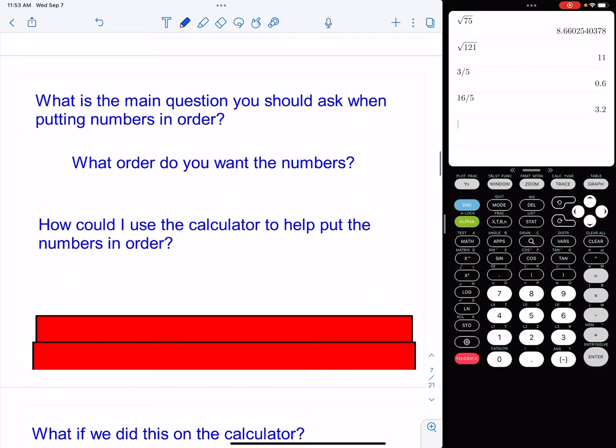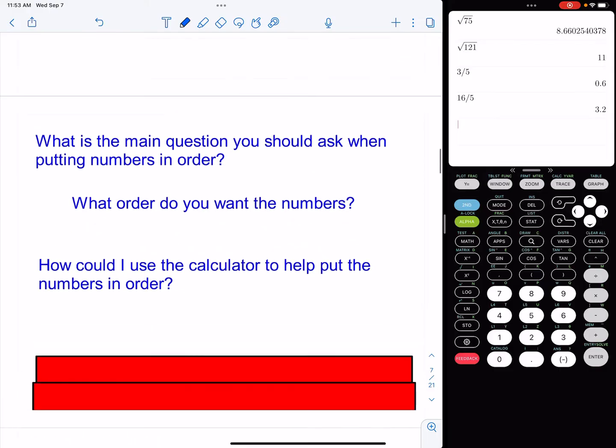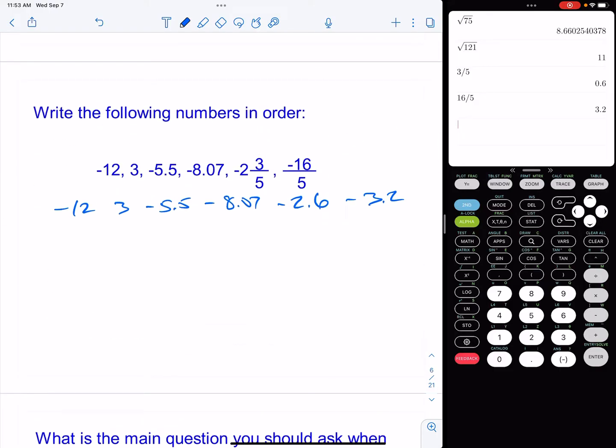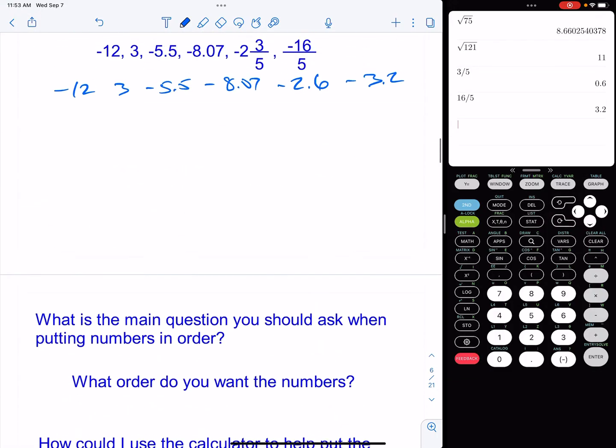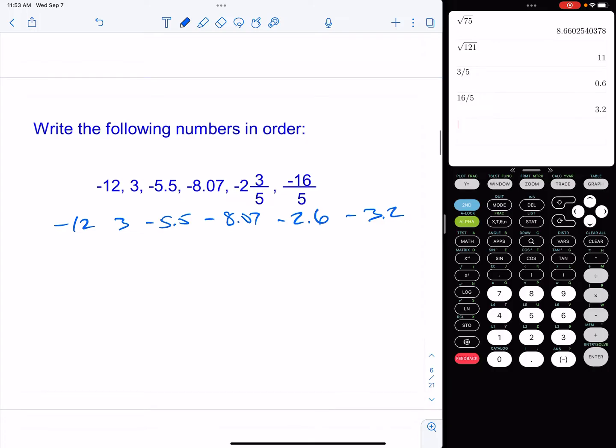Okay, and for the calculator, how would I use the calculator to help? Well, you change your fractions to decimals using that calculator. And now once we do this, I can put this in any order that I want to. So if I wanted to put it in order from least to greatest, I would write it from little to big, or left to right on a number line. Greatest to least, going right to left.